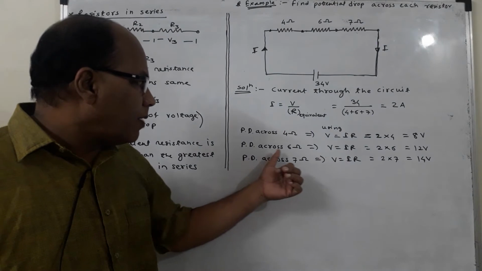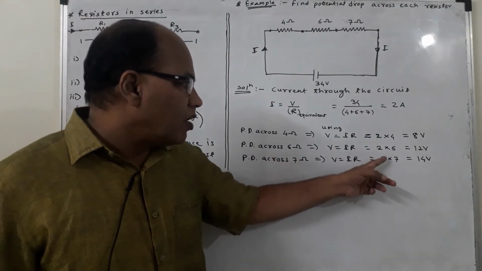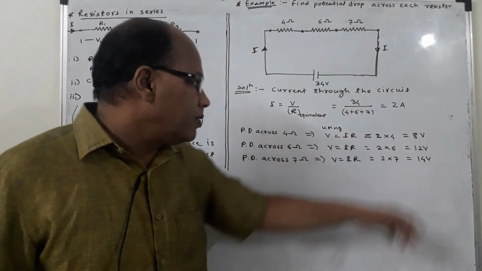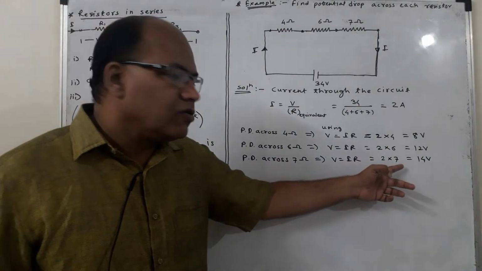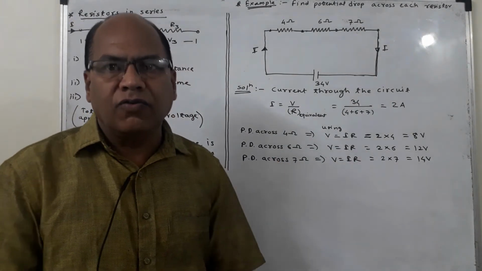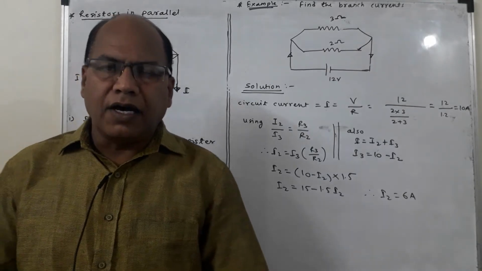Similarly, potential drop across 6 ohm will be V is equal to IR, that is 2 into 6, which is 12 volt, and potential drop across 7 ohm is equal to 2 into 7, that is equal to 14 volt. Now resistances in parallel.